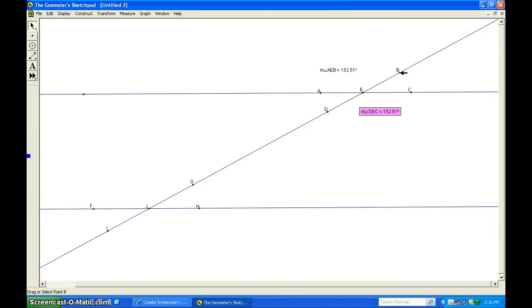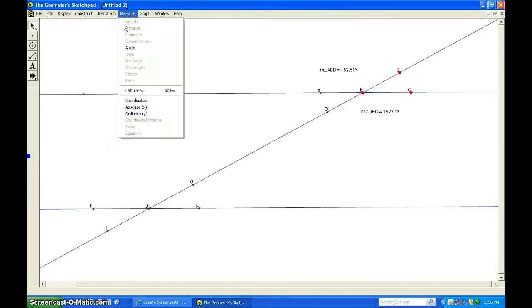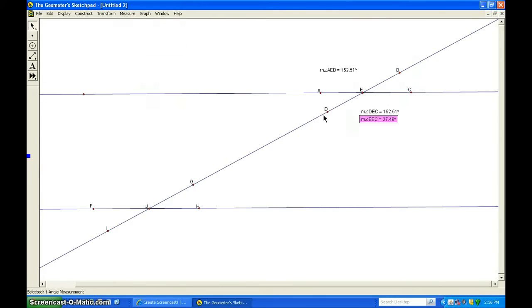Now what do we expect BEC to be? What do we recognize about this angle and this angle? Those together, they better be what? They better be supplementary, so they better add to 180. So let's measure BEC first. BEC. Measure angle.